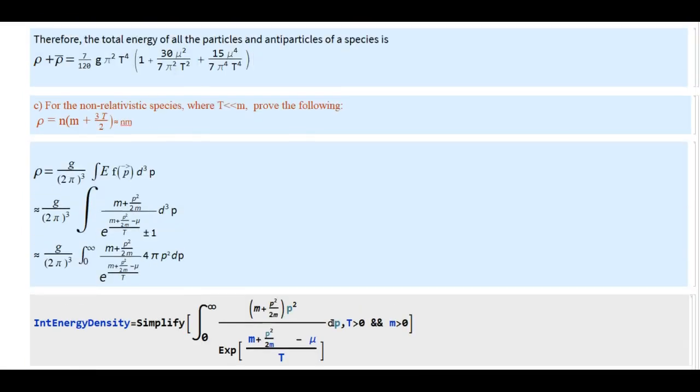Now the next thing is that for the non-relativistic case, where temperature is much smaller than mass, prove the following. Okay, everything is pretty straightforward. Now, what is energy density? We have seen in our previous videos. What is energy? Energy is given by this expression, m plus p square over 2m in the non-relativistic regime, and Fp is given by 1 over e to the power m plus p square by 2m minus mu over t, plus minus 1.